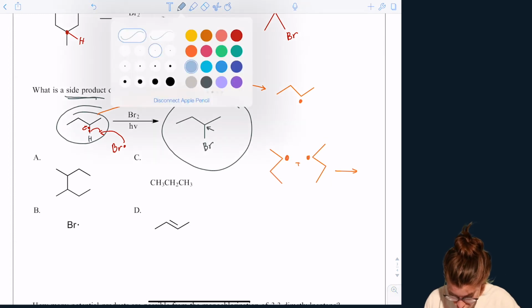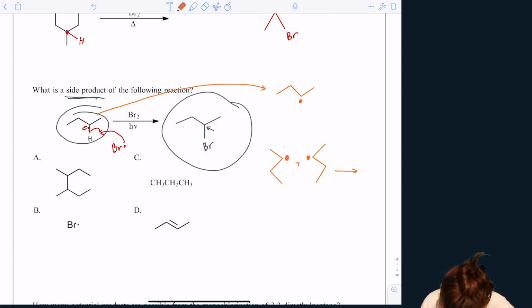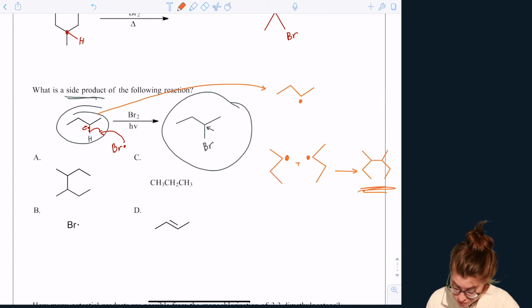So if I actually draw that out, it would look like this. So do I have an answer choice that looks like this? Yes, I do. It's flipped on its side compared to the way that I drew it, but that is answer choice A. So answer choice A is the side product of this reaction.